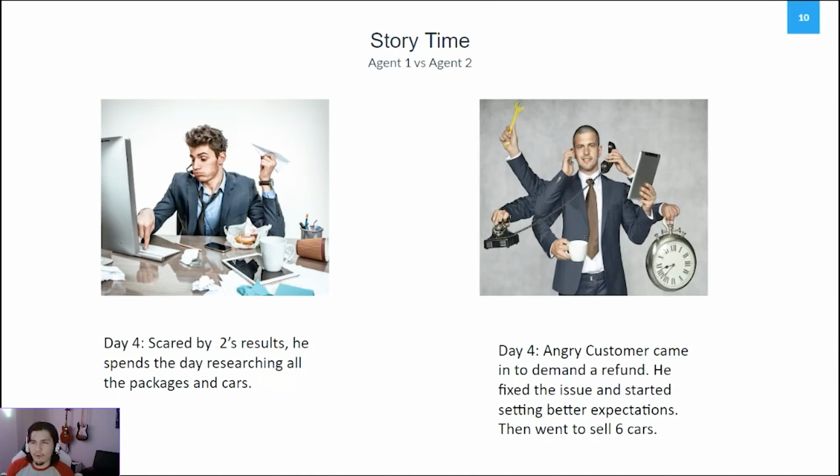So on day 4, agent number 1, freaking afraid. Why? Because agent number 2 had an angry customer come in and demand a refund. And he was freaking scared, man. He fixed the issue, right? Agent number 2 actually fixed the issue by setting better expectations, and then he went on to sell 6 more cars. But agent number 1, bro, was super scared by the angry customer. So he spends all day researching, and he's like, man, I want to make sure that never happens. I'm going to do more research. You see where we're going with this, right?